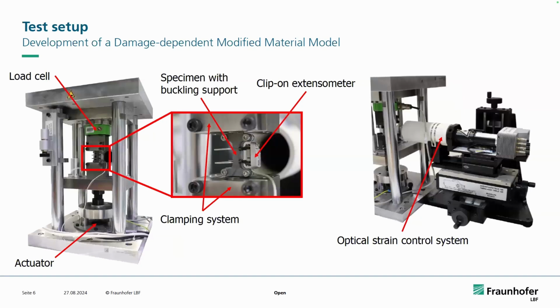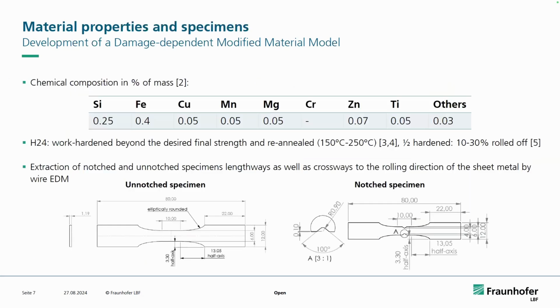We investigated that using that test setup. That's a test setup with a stepper motor as an actuator, and everything else is pretty much as you probably already know it. It's a flat specimen that is in here between a buckling support. As I already said, it's a commercially pure aluminum alloy we investigated.